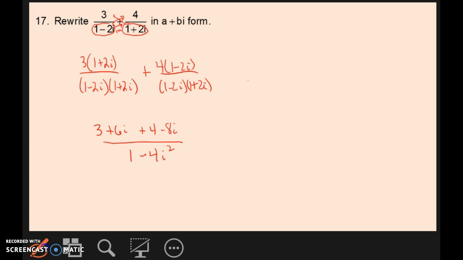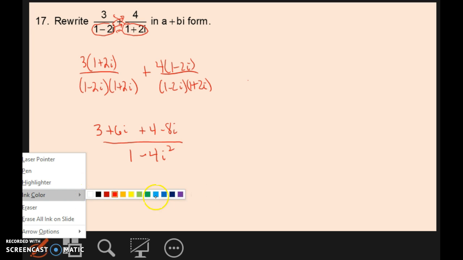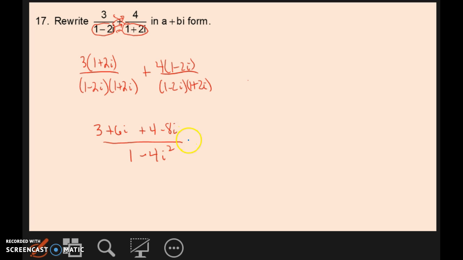And so now it's just a matter of simplification. So looking for like terms, I have a 3 and a 4, which gives me 7. I've got a 6i and a negative 8i, that's a negative 2i. And I'm going to divide that by 1 minus 4i squared, which is really 1 plus 4, so that becomes 5. I'm not quite done though, because I need to separate those out. 7/5, and then minus 2i over 5.